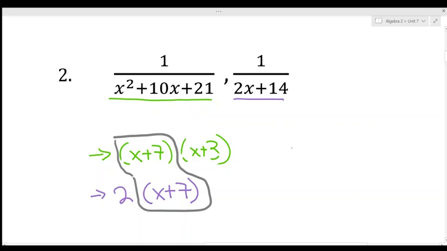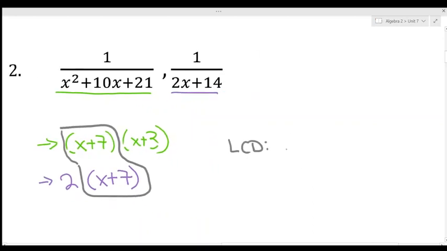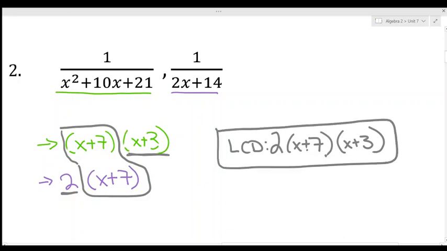So when I start writing my LCD, I'm going to write the pair that we found between the two once. So we have x plus 7. Then you write anything else that wasn't paired up. So we have a 2, so I'm going to write in that 2, and we have this x plus 3. So I write x plus 3. And that would be the LCD between these two denominators.